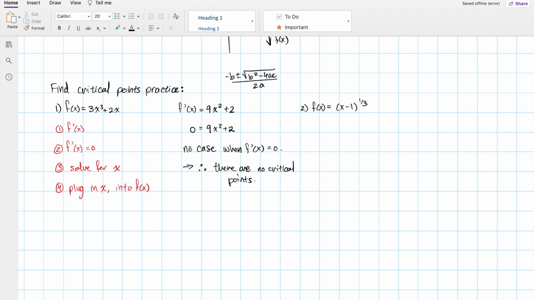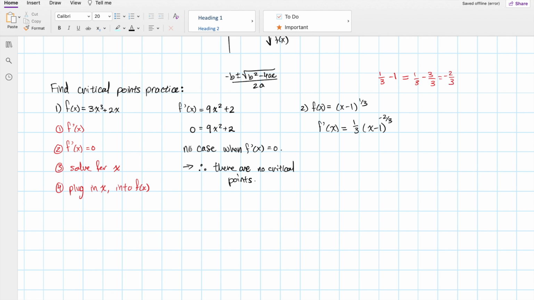Give it a second if you want to try it on your own before we do it together. Okay, so first step is find the derivative. Well, 1 over 3, x minus 1, and now we're going to subtract 1 from the exponent, which is negative 2 over 3. The way to do this is you do 1 over 3 minus 1. Well, it's a whole number, so we can just say 1 over 3 minus 3 over 3, and that gives us negative 2 over 3.